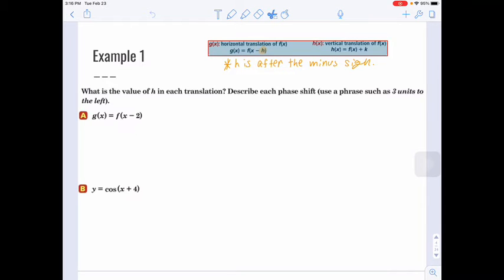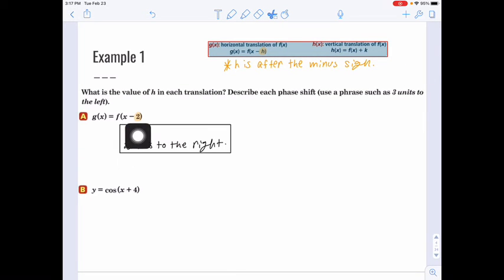Up at the top, I put what was on the previous slide. G of x for a horizontal translation of f of x is f of x minus h, and h of x, the vertical translation of f of x, is f of x plus k. Here we are looking at just h for the horizontal translation, and notice h comes after a minus sign.